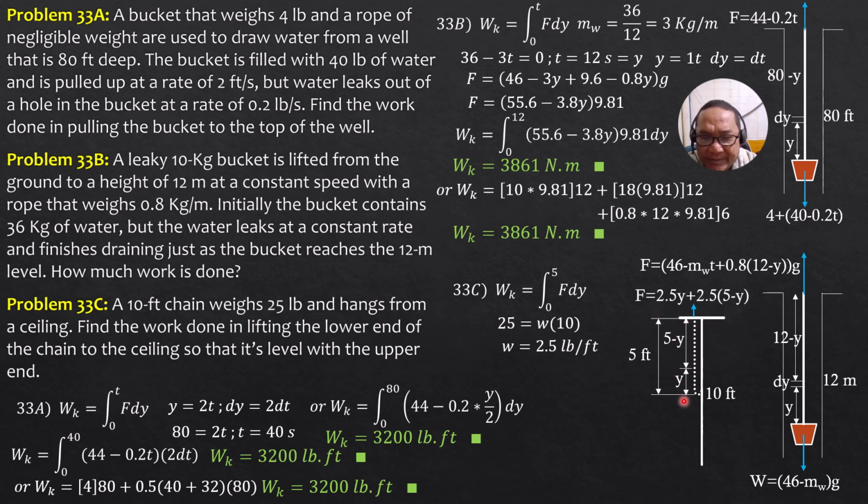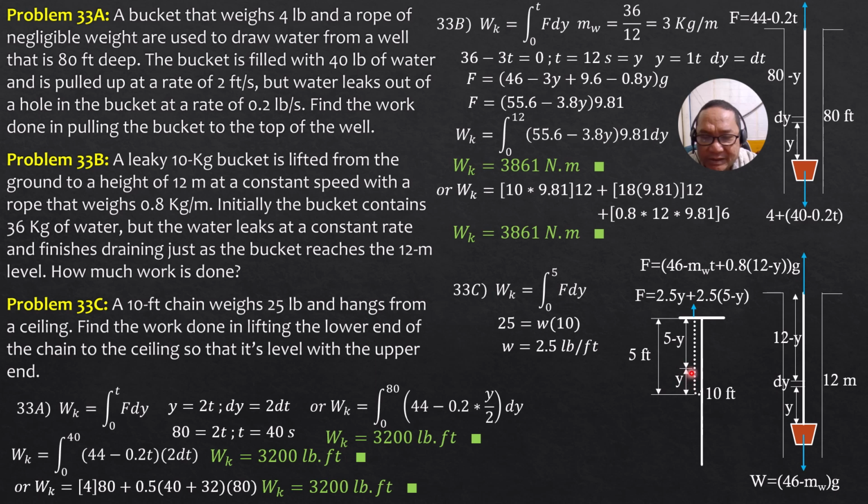5 minus y, because this is just 5 feet, half of 10, as the other bottom end is raised to this level here. So that means this is 5 feet. If this distance is y, then that's 5 minus y. So we have here 2.5 times y. This is the weight or the tension at this level here.